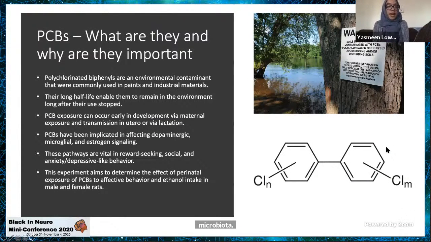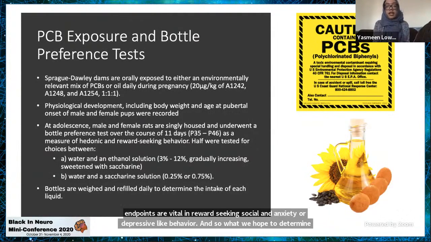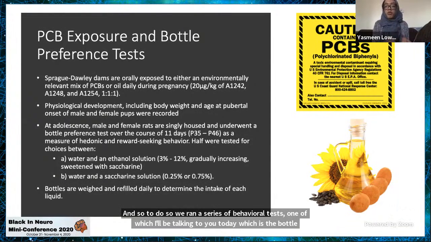Next slide, please. To do so, we ran a series of behavioral tests, one of which I'll be talking about today, which is the bottle preference test. We orally exposed Sprague Dawley dams to an environmentally relevant mix of PCBs or an oil control daily during pregnancy. We also monitored physiological development, such as body weight and age of pubertal onset for the male and female pups. Then at adolescence, male and female rats were singly housed, and they underwent a bottle preference test over the course of 11 days. This served as a measure of hedonic or reward-seeking behavior.